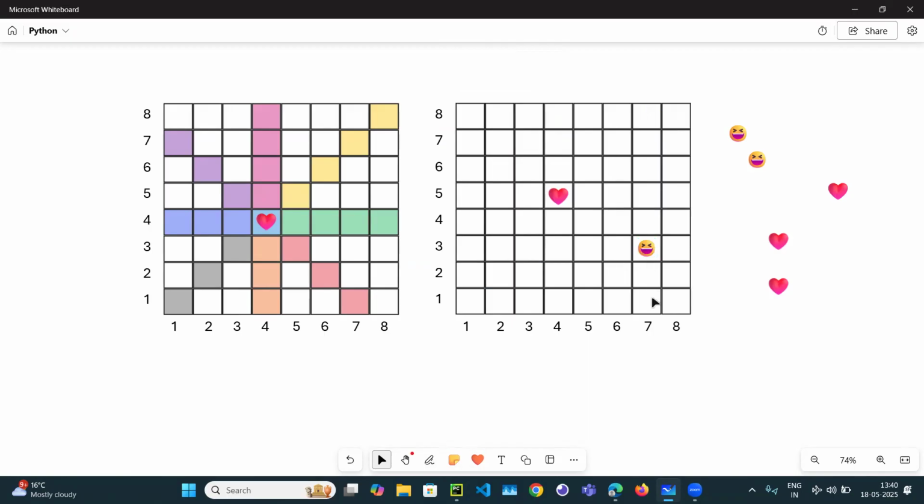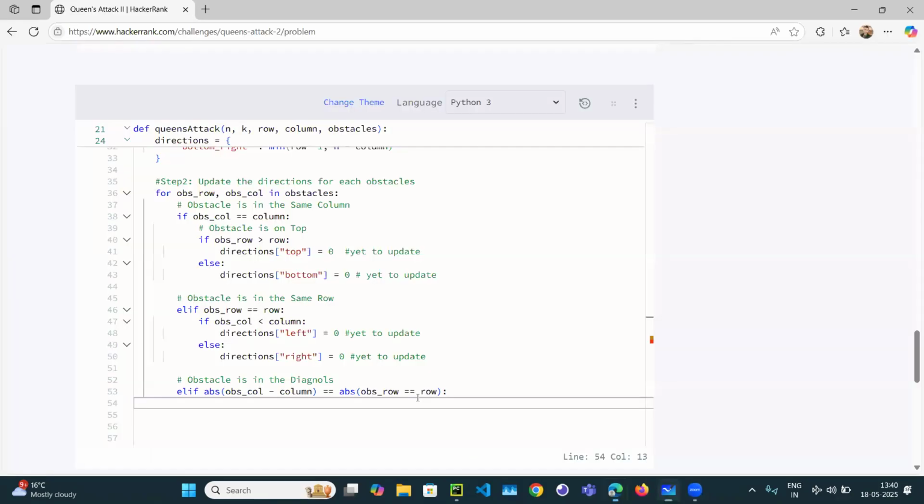Will it become same? So answer is no. So 7 minus 4 is 3, but 5 minus 3 is equal to 2. So if it is not same, then it's not in the diagonal. If it is same, which means it is in the diagonal. Okay. So now you figure it out when it will be in the diagonal.